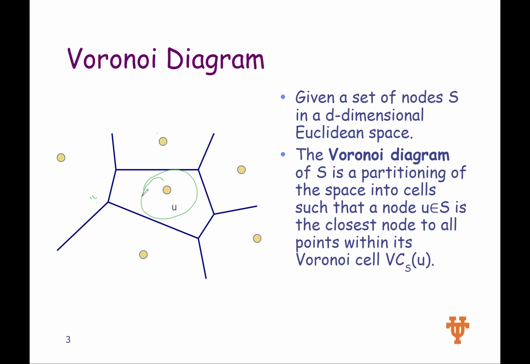So this is the Voronoi cell. This is the Voronoi cell of U, okay? So every point, the nodes are given, but a point can be any point, right? So anywhere in this Voronoi cell, the points are closest to U compared to other nodes in the set of nodes. Okay.